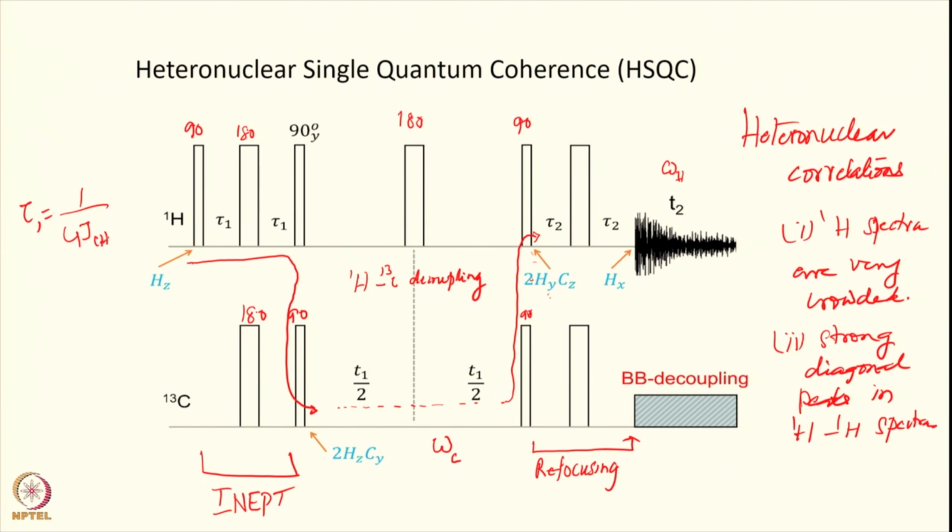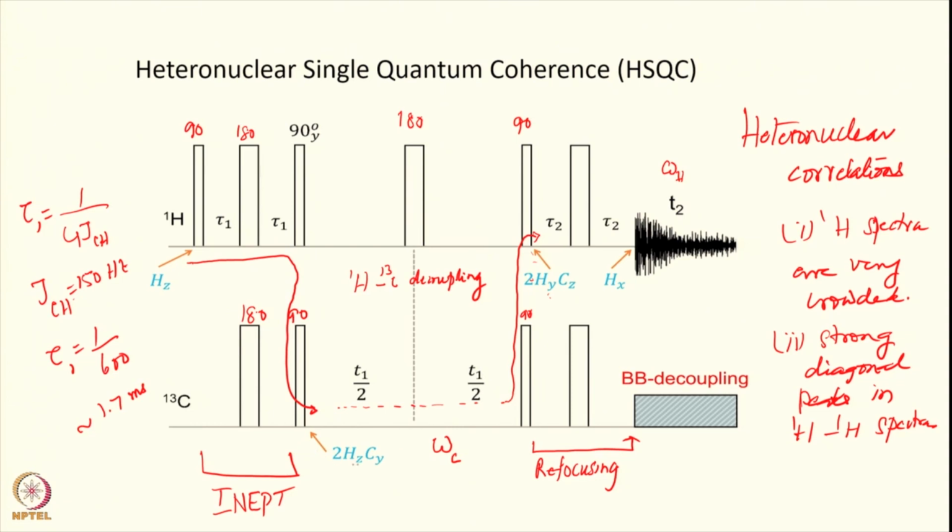So let us say for proton carbon these are one bond couplings. If the one bond coupling is, let us say, 150 hertz, assume 100 is on the higher side, if it is 150 hertz, then 1 by 4J is approximately 1 by 600, therefore approximately 1.7 milliseconds. So tau 1 will be approximately 1.7 milliseconds. It is an extremely small period, you apply this, and then you have the 180 degree pulse and you have the transfer coming here.